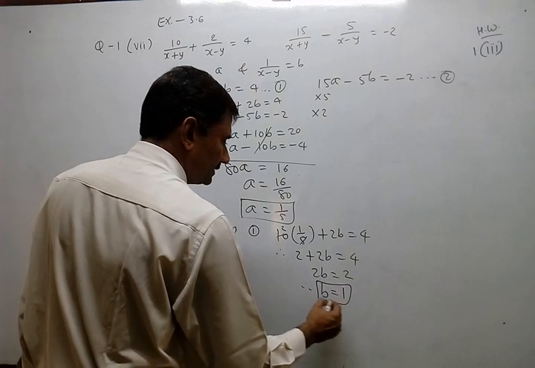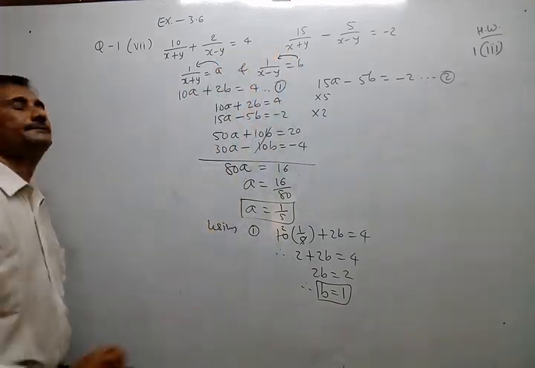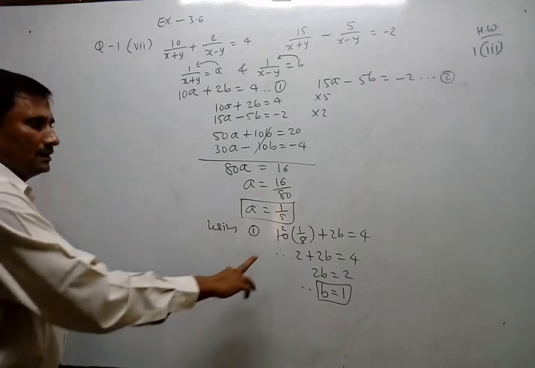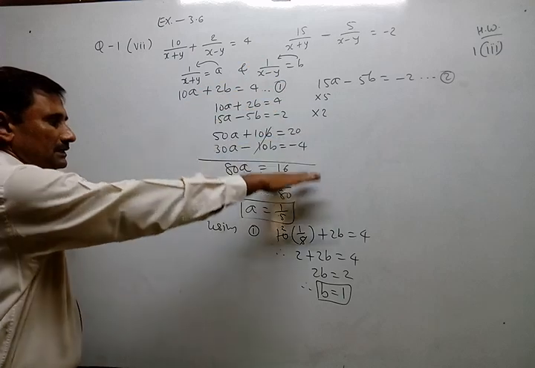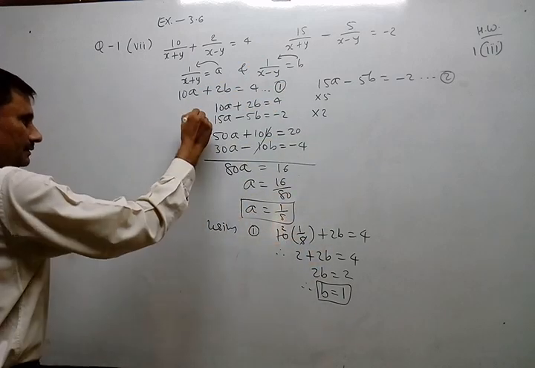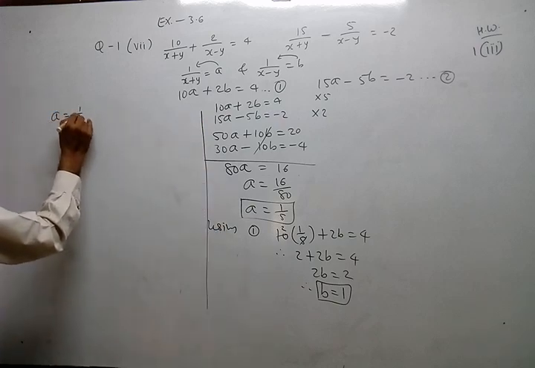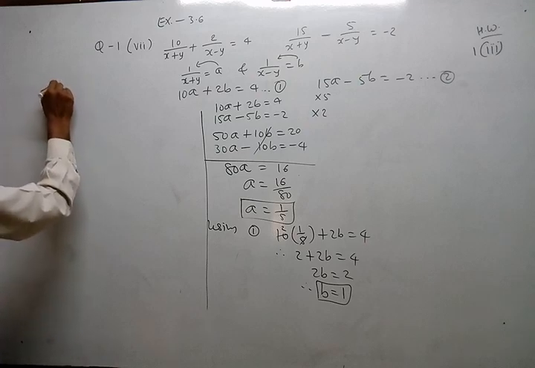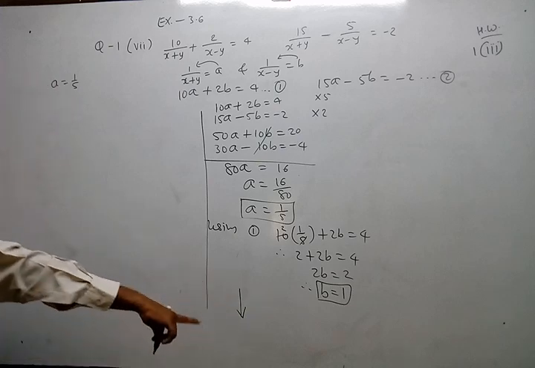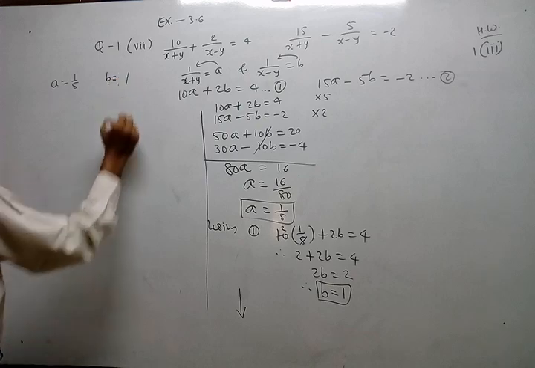Now, after getting a and b, just replace them by their original given values according to the supposition, but in reverse. Okay, so far nothing is new. Now replace a and b. So a equal to 1 by 5. You start from here only, continue from there. And b equal to 1.